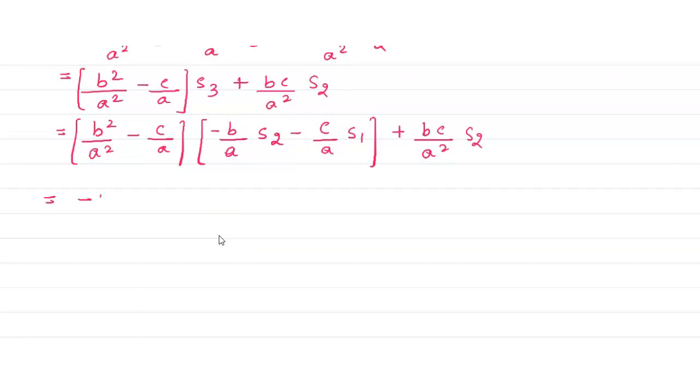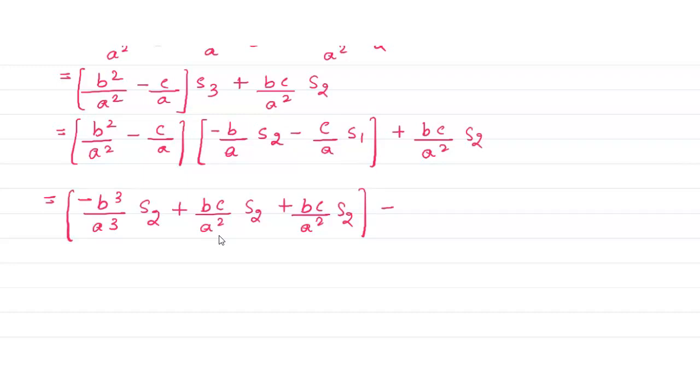So it will become minus b cube by a cube S2, plus bc by a square S2, plus bc by a square S2. I just took this at one side and now multiply this by this. So I will get minus b square c by a cube. If I take minus common, so I will get minus c square by a square S1, right?